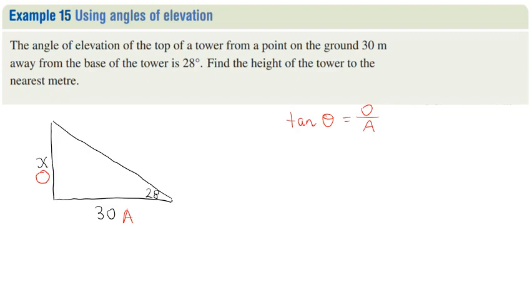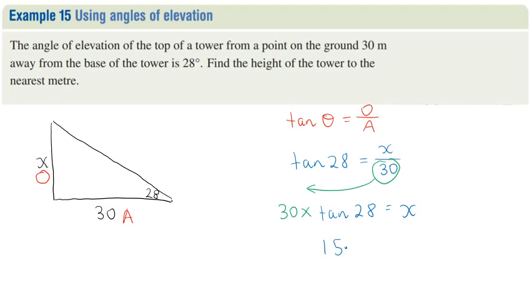So we've got the angle is 28 degrees. The opposite side is x. The side marked A is 30. And now I can solve. So I multiply this 30 to the other side. So I'll have 30 times tan 28 equals x. Pop that in the calculator, which will give me 15.95 equals x. So that's the height of the tower.